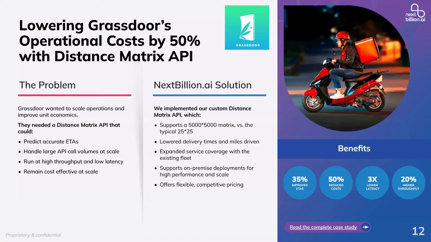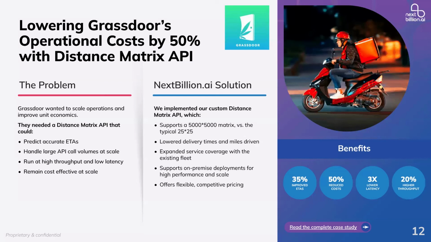Next up, as a result of the optimization driven by our APIs, Grassdoor managed to lower delivery times and lower the number of miles driven by their driver partners, as well as expand their service coverage with the same fleet. This greatly boosted their profitability per order. We also offered a flexible pricing model, and our costs compare favorably against alternatives such as Google Maps and Mapbox. So this competitive pricing, along with the flexibility to choose a payment model that works for their business, further elevated Grassdoor's unit economics to the level that they required.